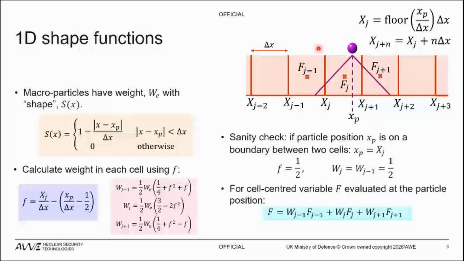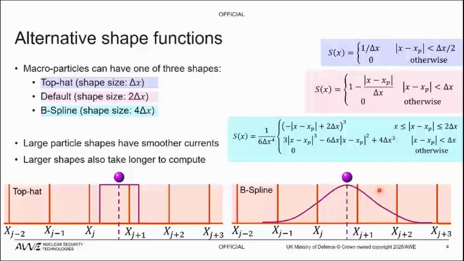And if we wanted to figure out what the values of a field were on that particle, then we find the weightings in each cell, and we multiply it by the fields in each cell to find the total field evaluated at the particle position. So that's how we get the fields onto the particles for the Lorentz force push.